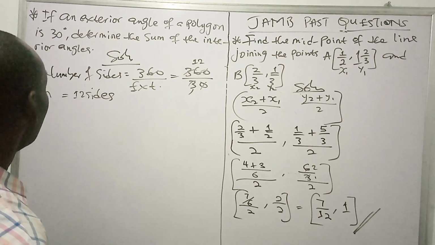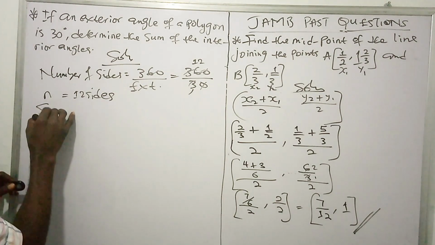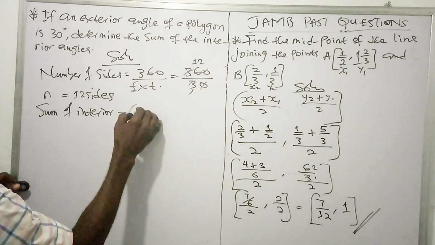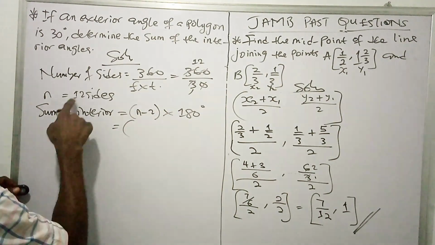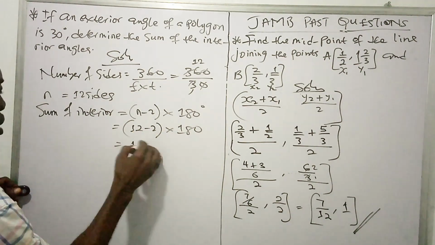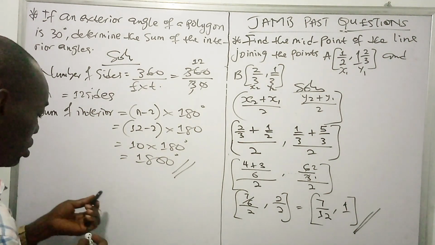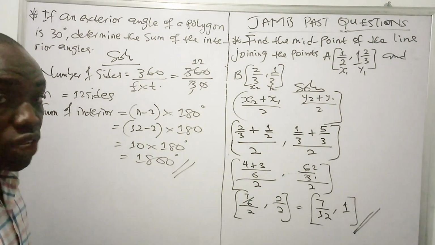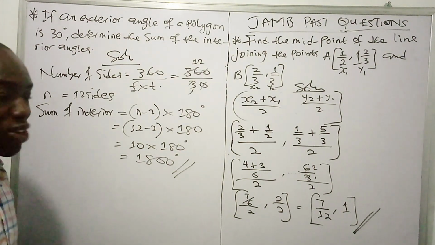Right? Okay. Now to get the sum of the interior angles, we'll apply our formula here. Sum of interior angles is going to be n minus 2 in bracket times 180 degrees. So that gives us number of sides 12 minus 2 times 180, and that's 10 times 180, and that's 1,800 degrees as the sum of the interior angles in this very polygon that has 12 sides. All right. So that will be the size of our lecture today.